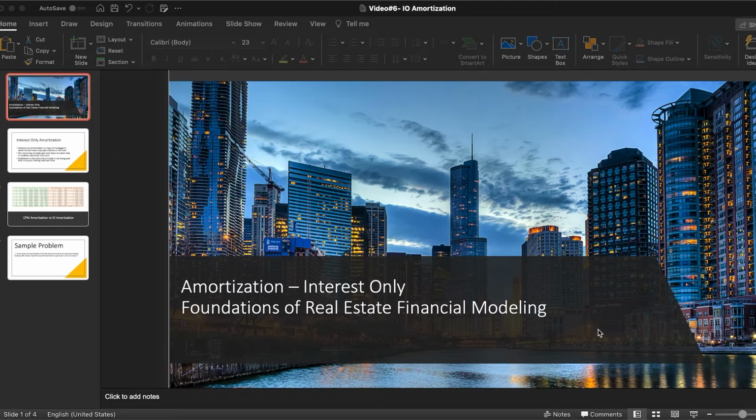Today we're going to be going over a second way of amortizing a loan: the interest-only approach. We're going to go over what that entails, how it's different from a constant payment mortgage, and we're going to wrap it up with a sample problem to demonstrate.